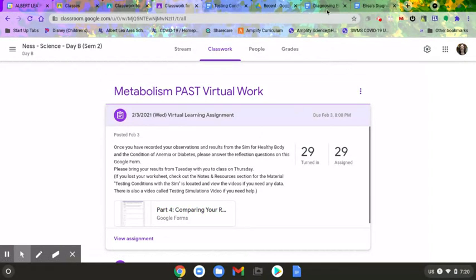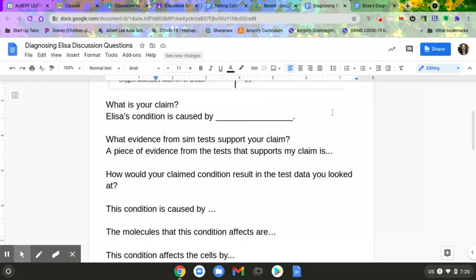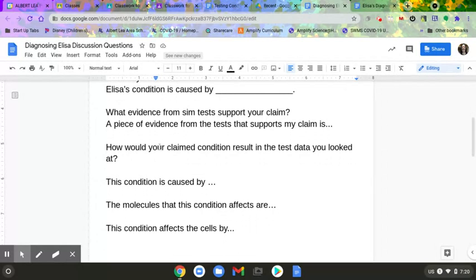So now I'm going to talk about what we would be doing if we were together. We're going to be able to state a claim today of what Elisa's condition officially is caused by. Is it diabetes? Is it anemia? And then we're going to look at some evidence. We have a data table to see, and you're going to compare it with your numerical results. I'll show it to you from the sheet of paper that we're going to be working with for your assignment. Then we want to know, how is our claim going to actually result in the test data that we are looking at.